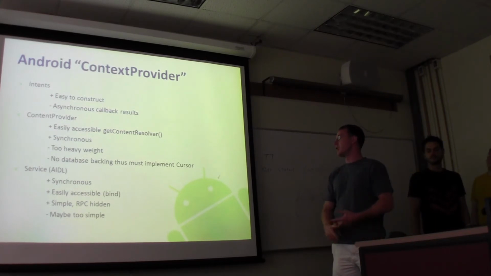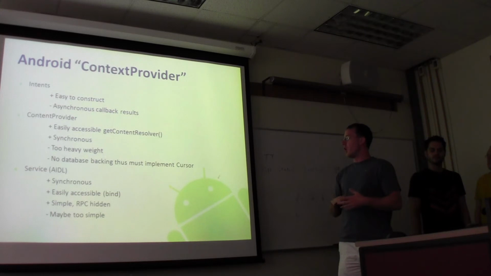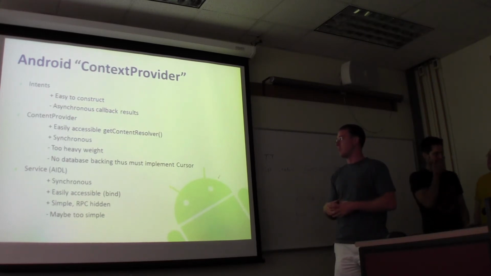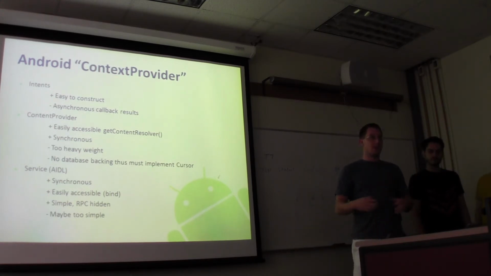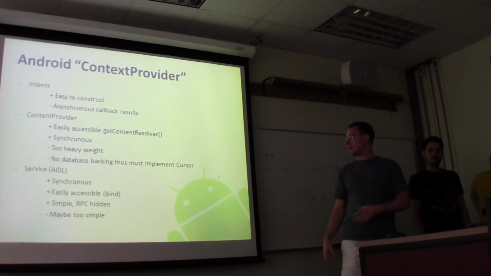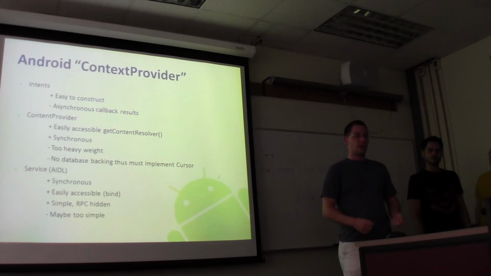It's synchronous, it's easily accessible, you just bind to it. The RPC is hidden from the user, which makes it even simpler. But for us at the back end, it may not be that simple. It becomes complicated when you're trying to, I think it's called parcelable, which is like serializable when you send an object through the AIDL. How is the user on the other end going to know how to unserialize it? They don't have access to your object.